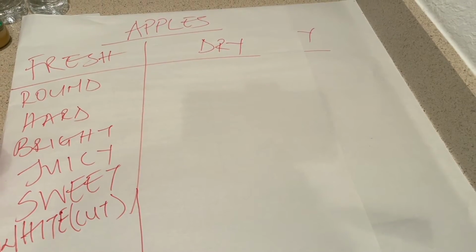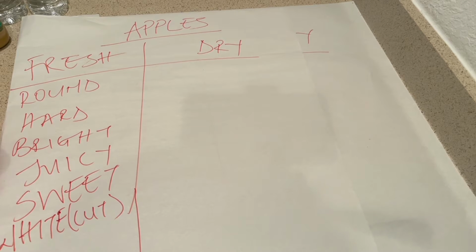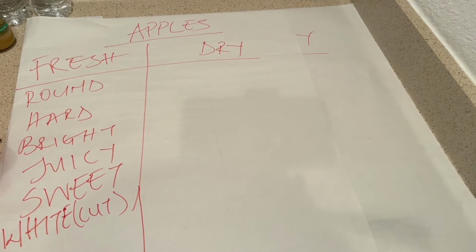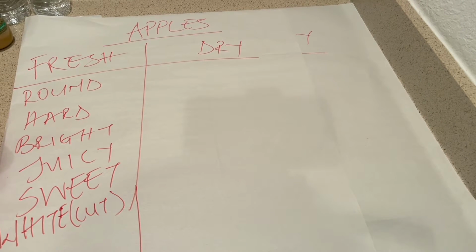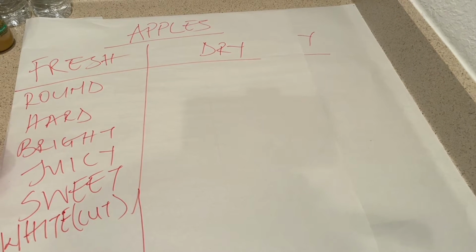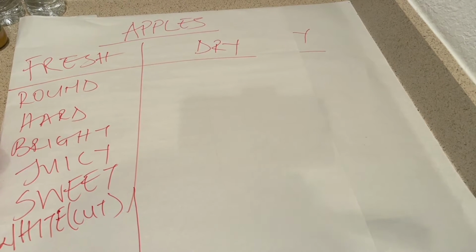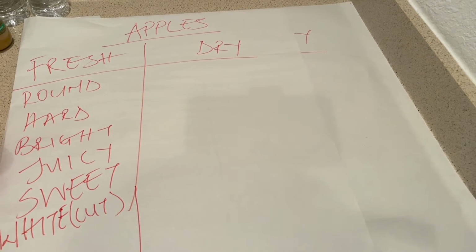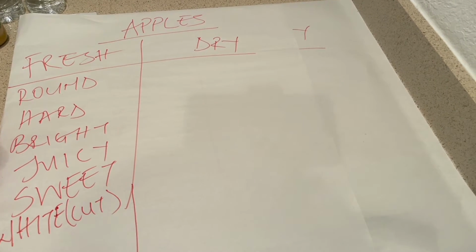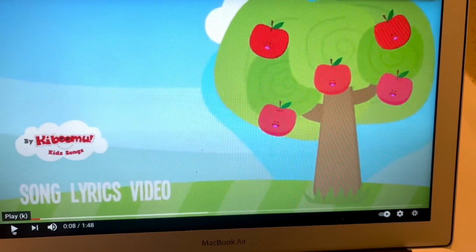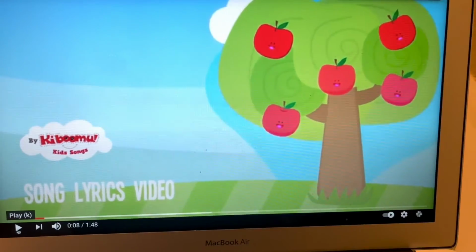So what I did is I went ahead and wrote all these features that we identified down. I wrote down that the apple is round, it feels hard at the back, it looks really bright. When we cut it, it was juicy. When we tried to eat it, it was sweet. And when we cut it, it looked white inside. We will then go ahead and sing along with the song.